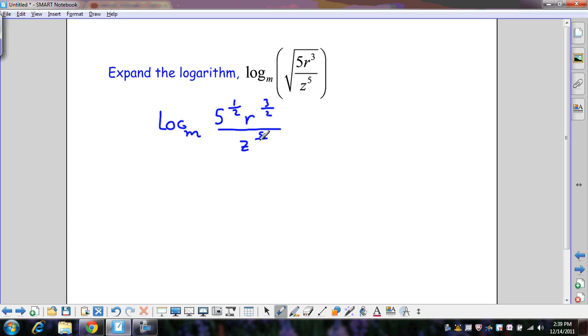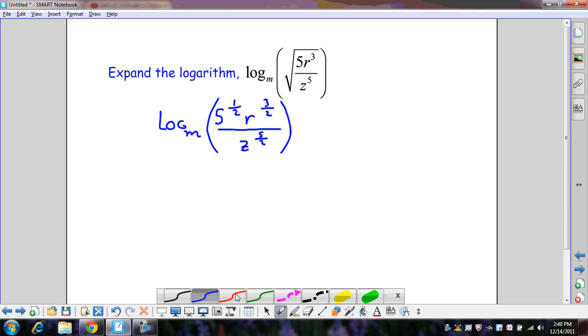So this is going to give me 5 to the 1/2, r to the 3 over 2, over z to the 5 over 2. So again, what I've done here is I've thought of the square root as a 1/2 power, and I've sent that to all three terms.